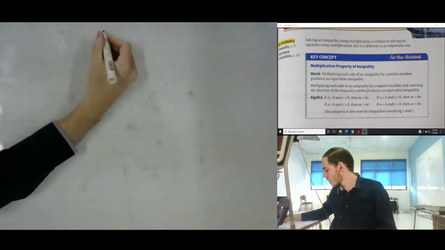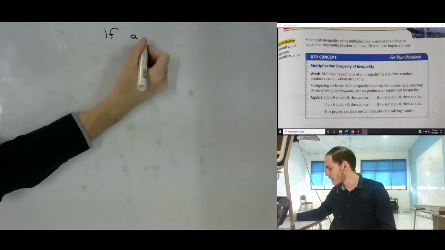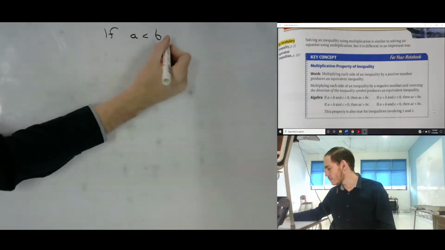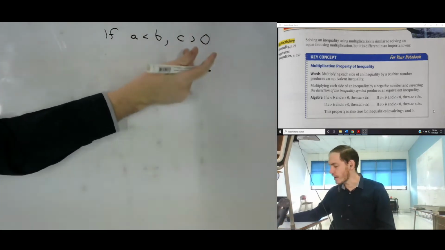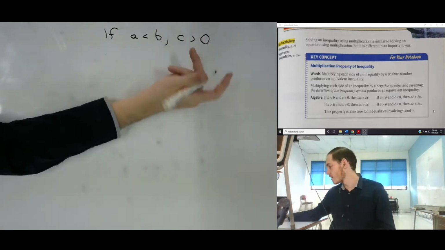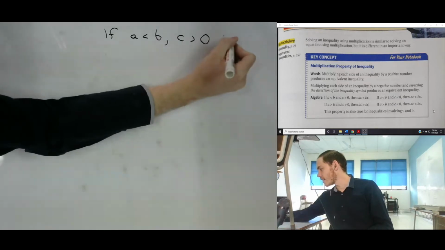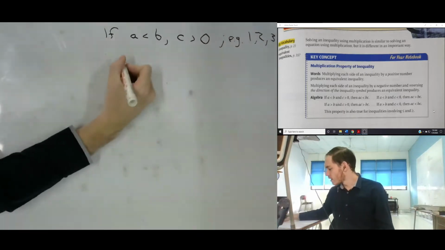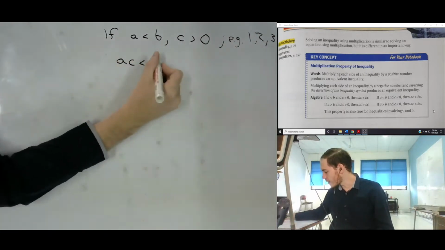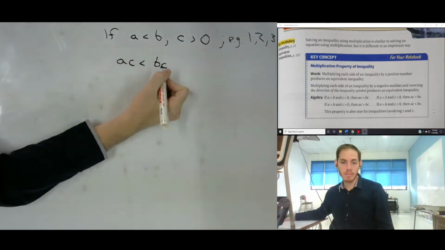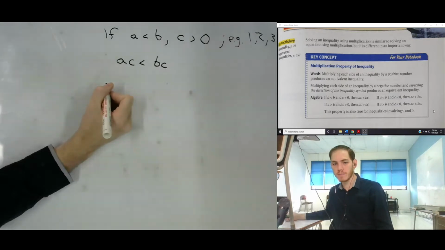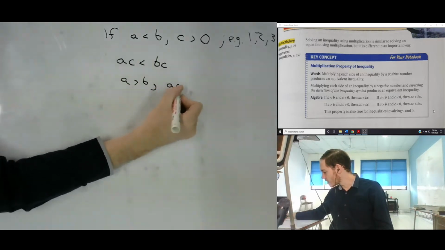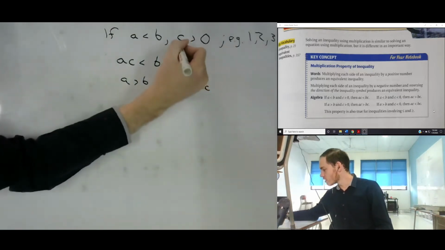If A is less than B, and C is larger than 0, which means it's positive numbers, so think numbers like 1, 2, 3, and so on, then A times C is going to be less than B times C. Same thing, if A is greater than B, then AC is going to be greater than BC. So this is all if this is true, okay?